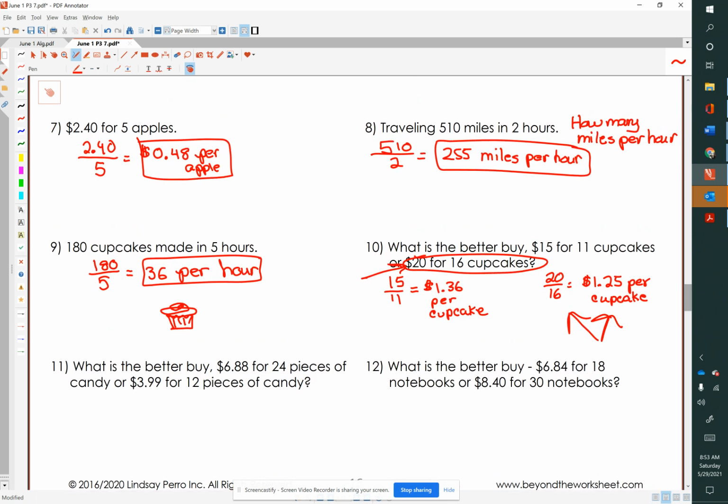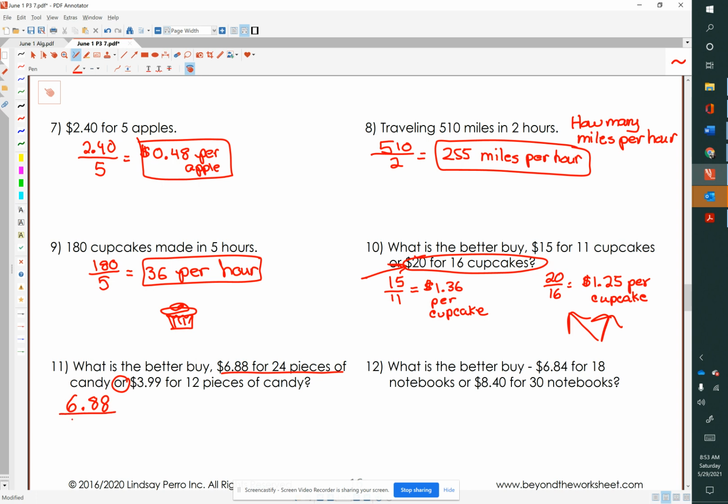All right, so we got a couple more problems, and I like these consumer problems. What is the better buy? $6.88 for 24 pieces of candy, or $3.99 for 12 pieces of candy. So first we'll do the $6.88. Let's color code our work. I think that will help us.